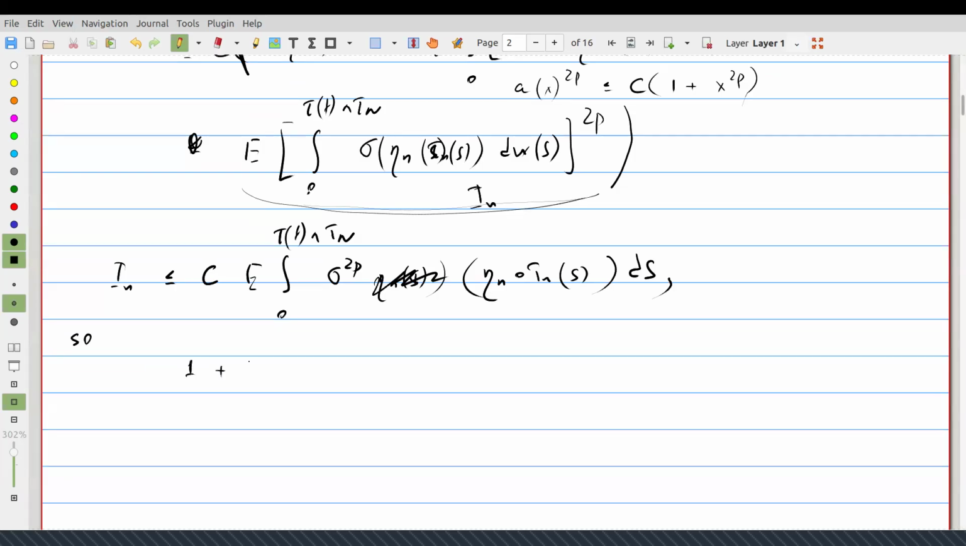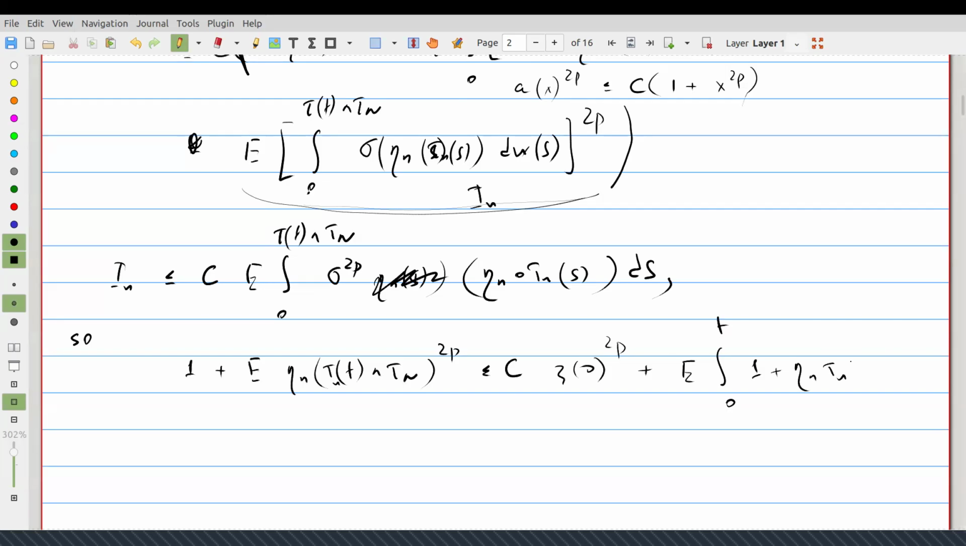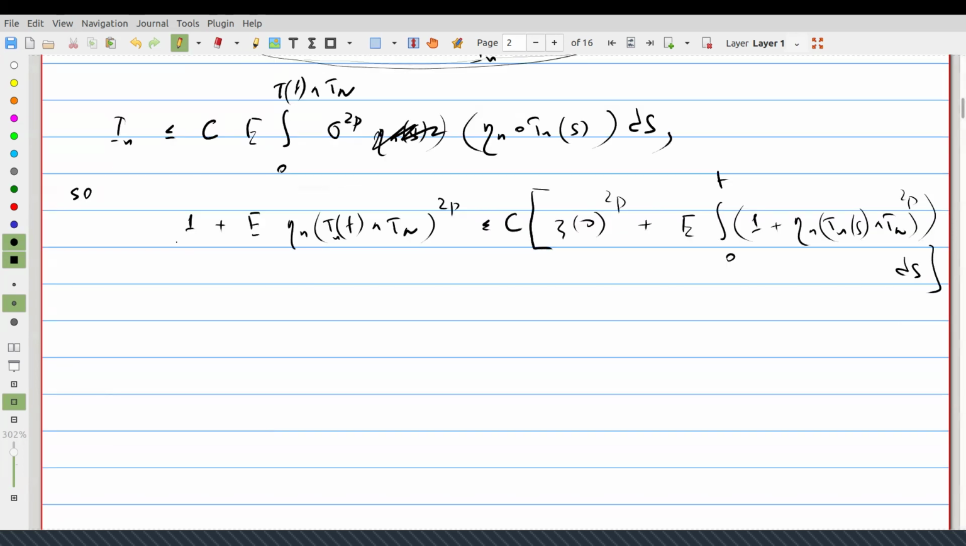So 1 plus mathematical expectation, I am adding 1 to the left and right side of what is happening on the previous line, is less than some constant, say 0 to t, plus mathematical expectation integral from 0 to t, 1 plus eta n tau n of s to the power p ds. So why am I adding 1? To make use of the Gronwall-Bellman lemma. It's a standard trick to add 1, because we have 1 here.